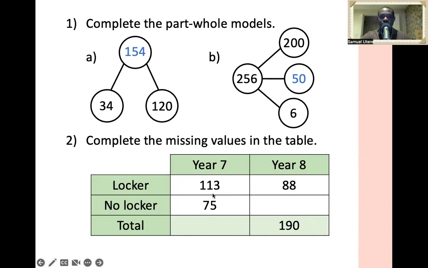So we can simply add the locker and no locker numbers to get the total number of year 7 students. And then here, we already have the total, but we do not have this number here. So to get this number, we just need to subtract 88 from 190. And that gives us 102.